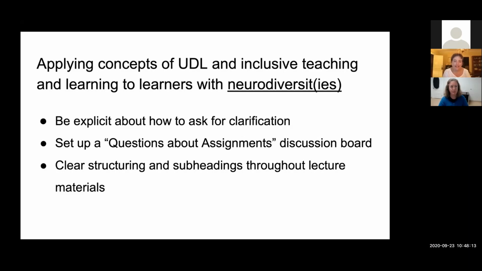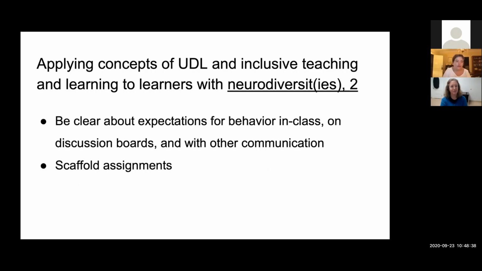And so again, providing a clear structure, whether that is through physical interactions or through subheadings in documents, providing predictability, offering multiple opportunities for reinforcement, and for students to be able to ask and answer questions. Also with neurodiversities, being very clear about expectations for behavior in class, on the discussion boards, and with other communications.